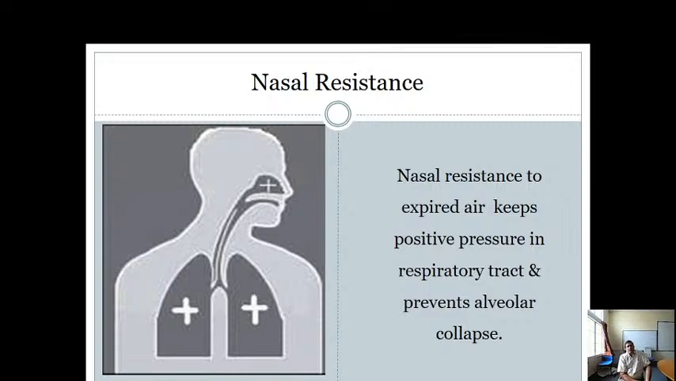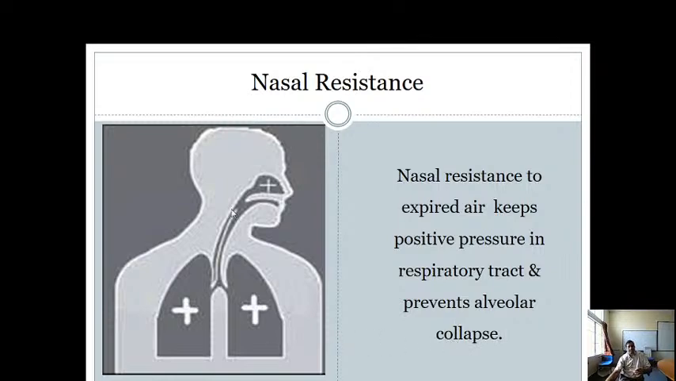Now, another important function is the nasal resistance. As I told you, the nasal valve is present in the anterior part of the nasal cavity, which is the narrowest part of the nasal cavity. So as the air passes and tries to come out into the atmosphere, there is obstruction, and this back pressure that is being maintained is a very important factor which prevents alveolar collapse.